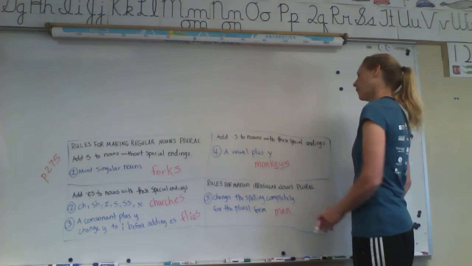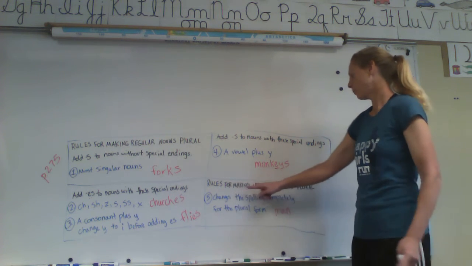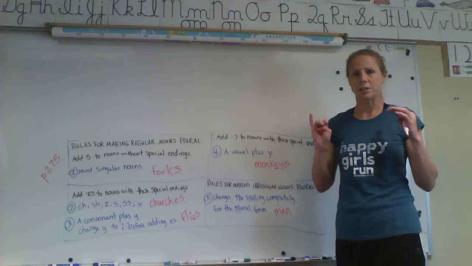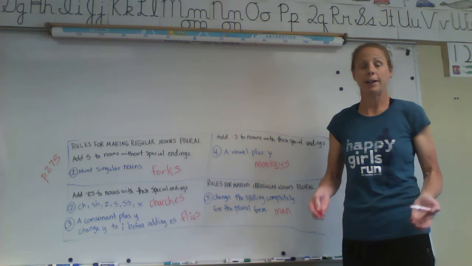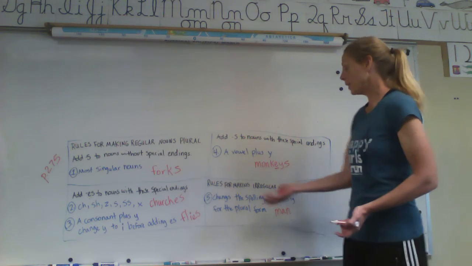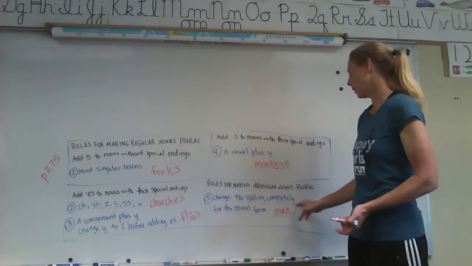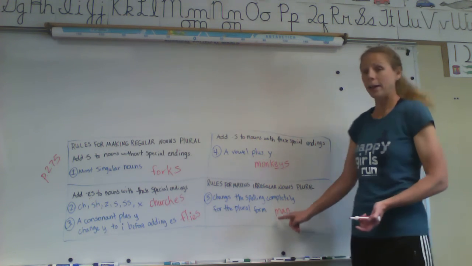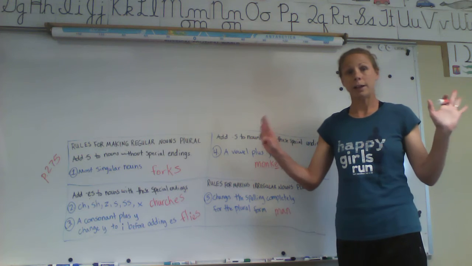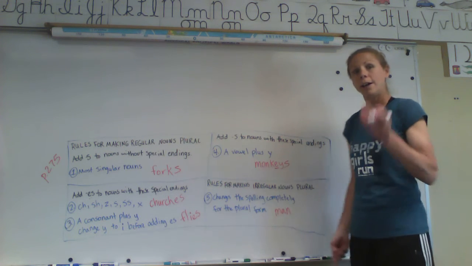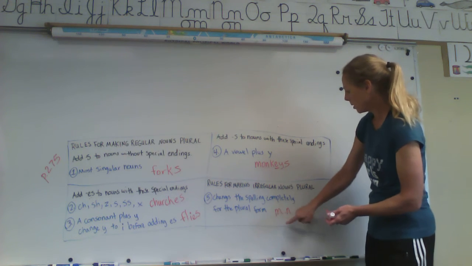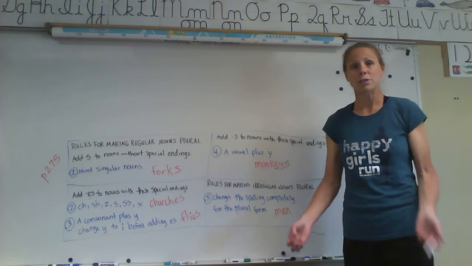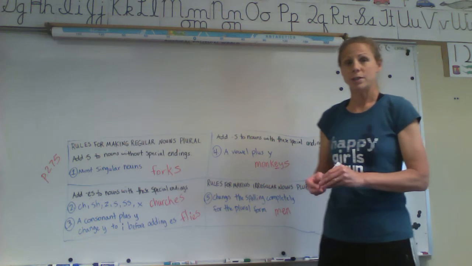And finally, rule 5. This is for making irregular nouns plural. It's different nouns that you wouldn't add an S to. For these nouns, you would change the spelling completely for the plural form, such as man. You don't say the mans are standing over there. You would change the spelling to men. So rule 5 is those special words that you don't add S to. You change the spelling.